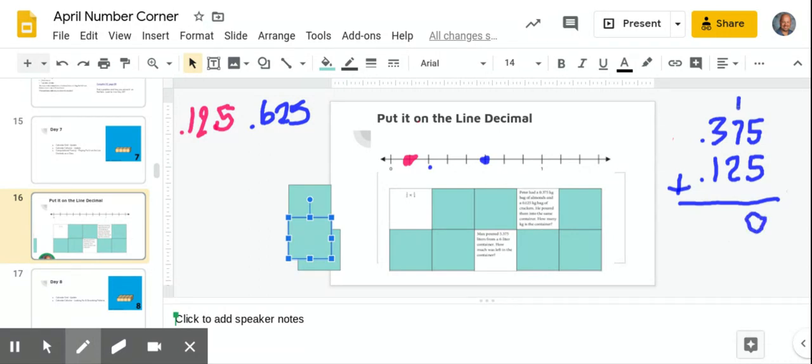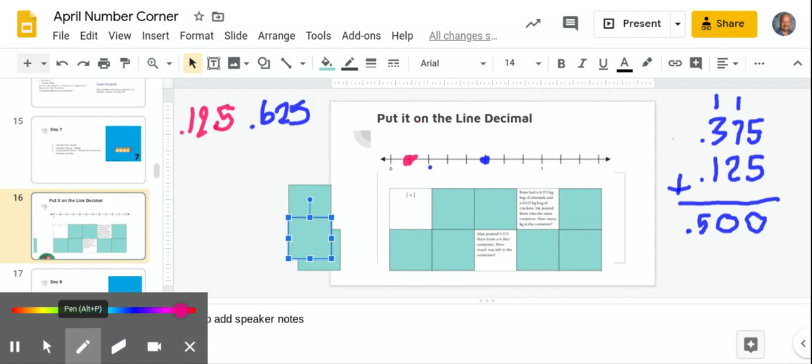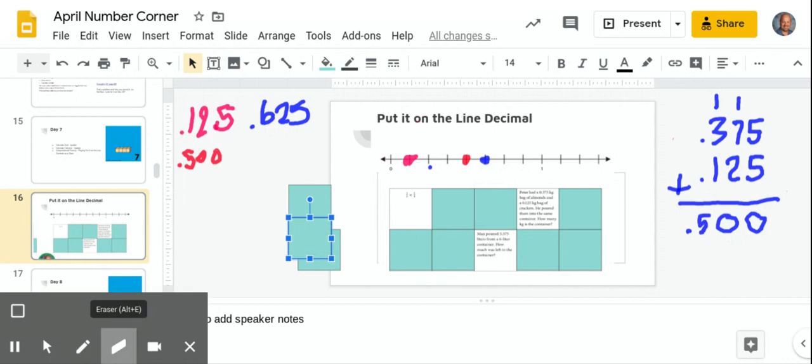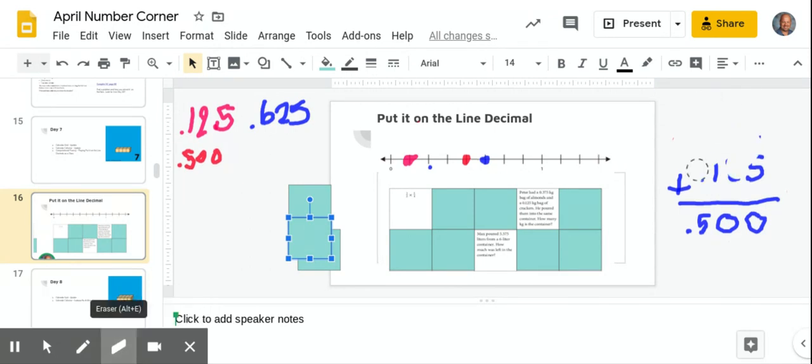If I'm going to figure that out, I'm going to add 5 plus 5 is 10. 7 plus 2 plus 1 is 10. And 1 plus 3 plus 1 is 5. I have to keep my decimal point in the same spot. I will go back to my red pen because go big red. And I know that my decimal is going to go right there. And I'm going to add 0.500 to my total. All right. You guys are still in the lead, but I'm keeping it close.